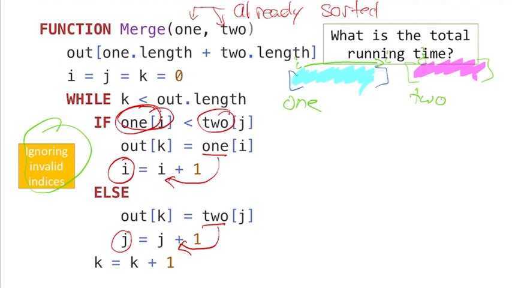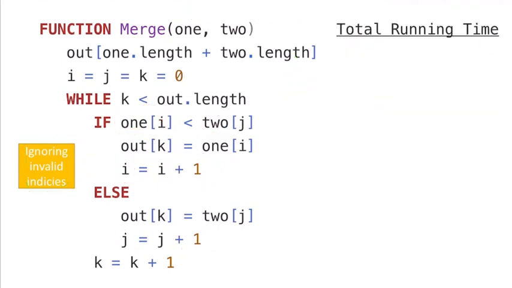Alright, well, what's the total running time? So the total running time, since this is a non-recursive function, it's pretty easy to just go line by line and calculate them all up. So I'll pause here and let you compute the total running time, line by line, for this function.